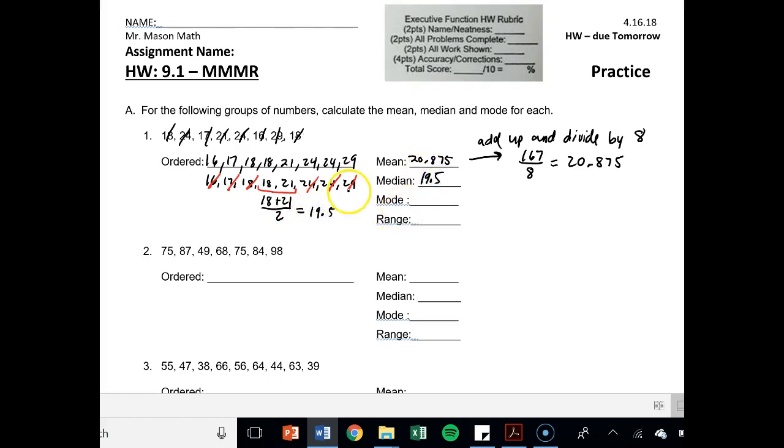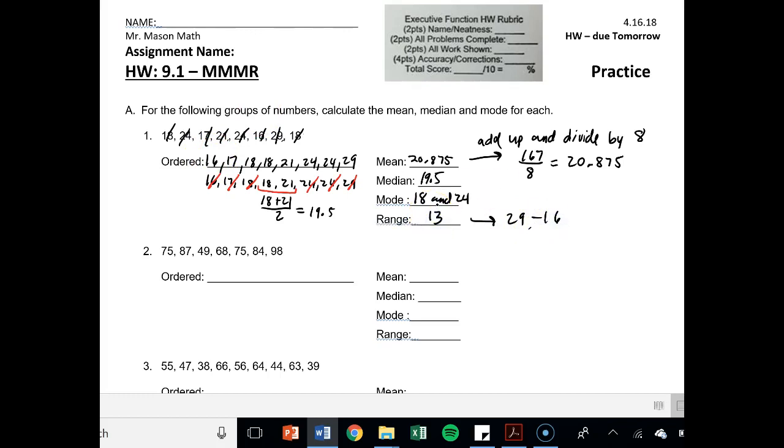You have two modes because two numbers appear twice. That is 18, mode of 18, and 24. Because those both occur the most. And then your range, you're going to show your calculation. You're going to just do the end number, the largest value, 29, minus the beginning number, the smallest value of 16. So again, you get your answer of 13.